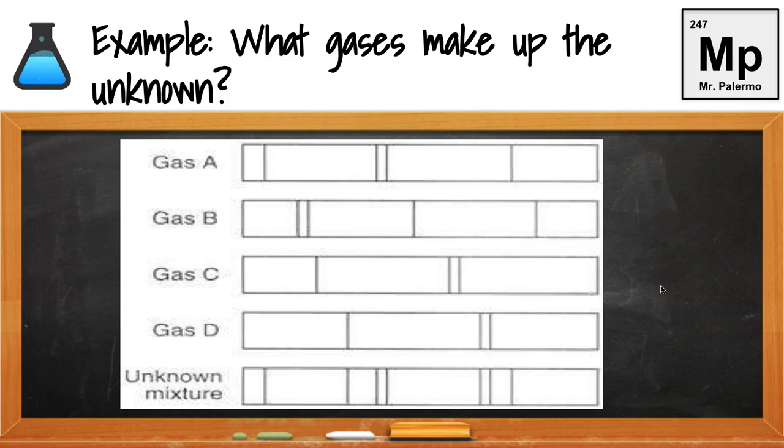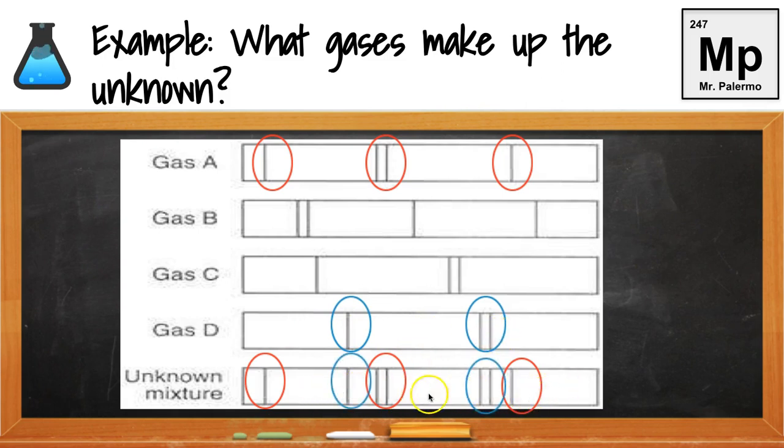So for example, if you were asked what gases make up this unknown mixture, out of these four gases, which one, if any, are in here? Well, if any of the gases are in this unknown mixture, all of the bright line spectra of that gas are going to be in that mixture. So for example, we can see that all of gas A's bright line spectra is in our unknown mixture, indicated by the four bright line spectra lines, as we see here. And then we see that gas D, its entire bright line spectra is also in the unknown mixture. So this unknown mixture of gases contains gas A and gas D.